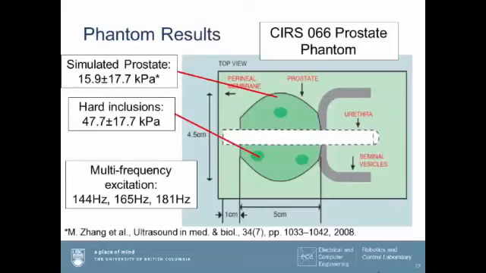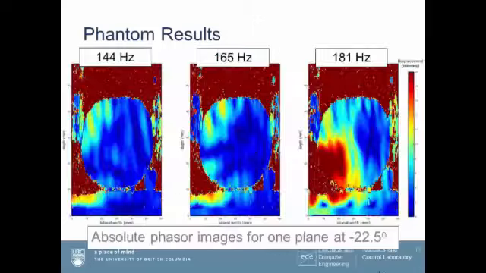So once we have the algorithm working, the first thing we did was to validate the elasticity measurements. And we used the CIRS 66 prostate phantom, which has hard inclusions inside a simulated prostate. And from literature, we have that the prostate is supposed to be around 15.9 kilopascals. And the documentation says the inclusions are 3 times harder. So we have approximate values of stiffness that we need to match our elasticity measurements to.